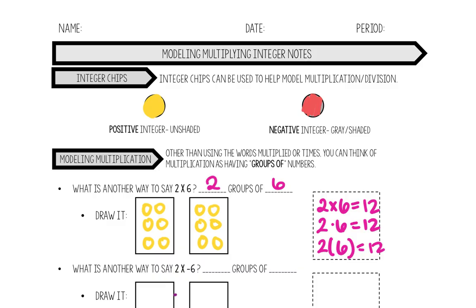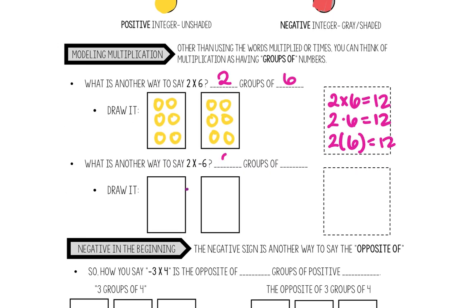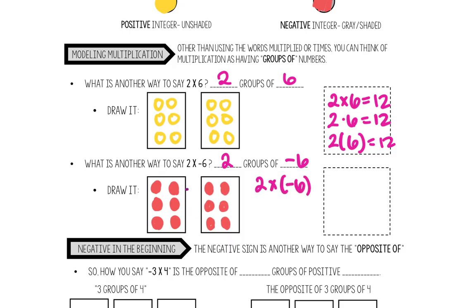So what would be another way to say 2 times negative 6? That would be 2 groups of negative 6. So I can show that with 2 groups of negative 6. Now that again is saying 2 times negative 6. Sometimes you'll see 2 times, and I'll put it in parentheses, the negative 6, just to keep the multiplication and negative symbol kind of away from each other.